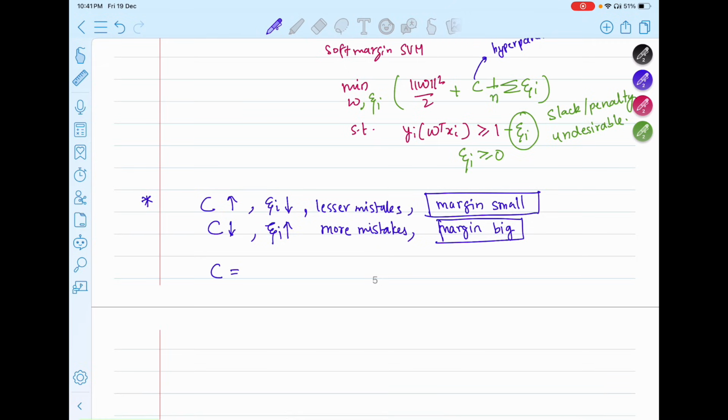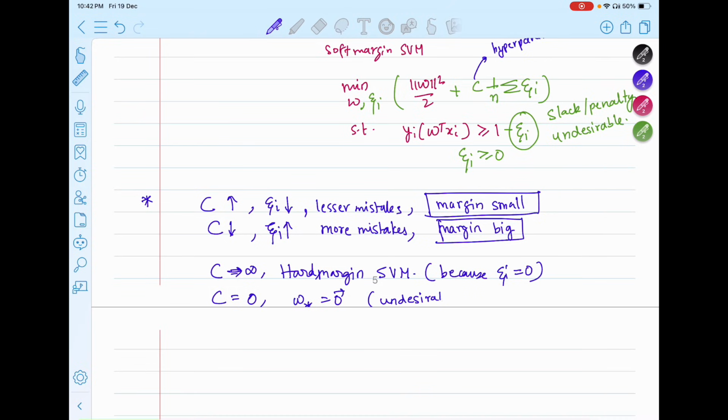Okay, what if C is infinity or very high? Then we have the condition of hard margin SVM. Because if C is very high, then zeta i has to be 0. What if C is 0? If C is 0, then the optimal W that you get will be the 0 vector. This is also an undesirable criterion. Usually we never use C equal to 0.